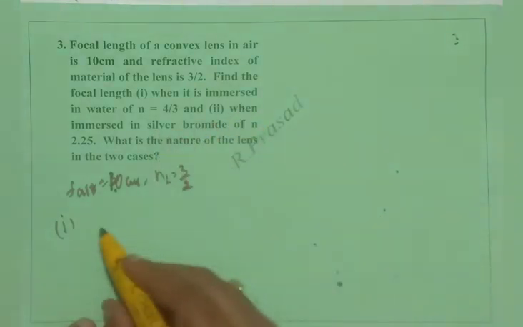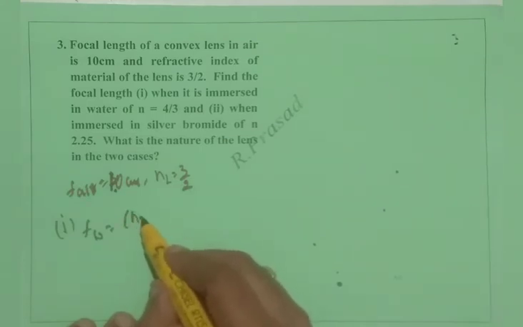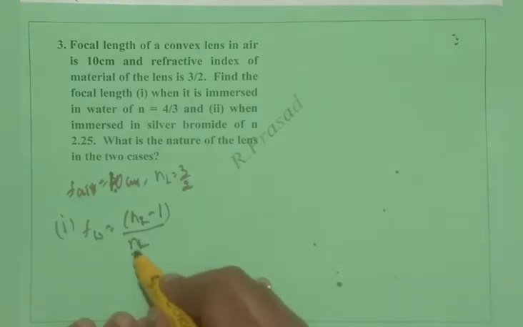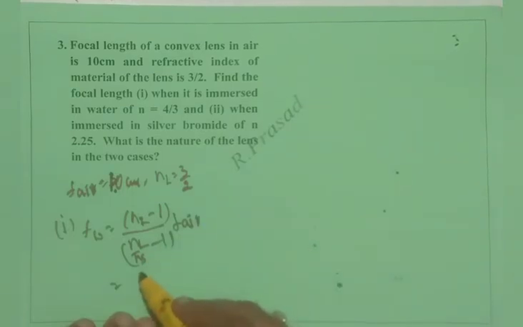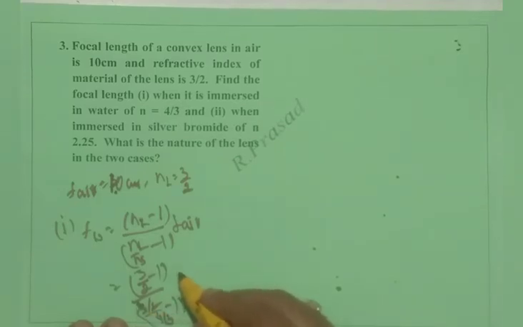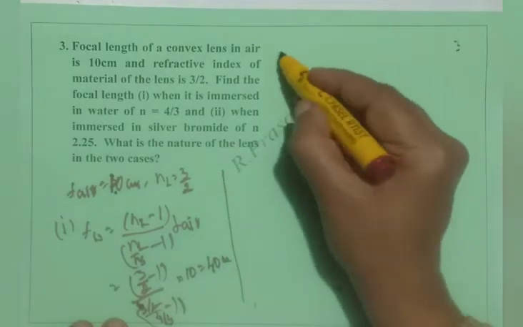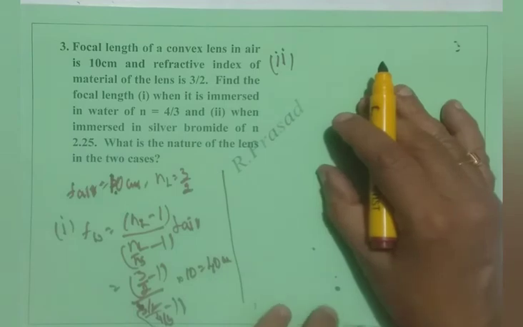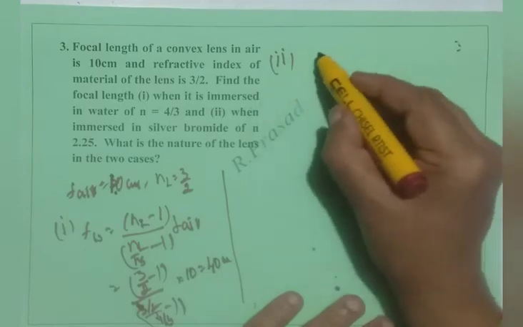Immersed in water, that means FW equals NL minus 1 by NL by NS minus 1 into F air, which amounts to, again as we did in the previous problem, 3/2 minus 1 by 3/2 by 4/3 minus 1 into F air 10, which amounts to 40 centimeter. Now we do the second calculation. By doing this, we come to a new situation. That is what we want to learn now in this problem.